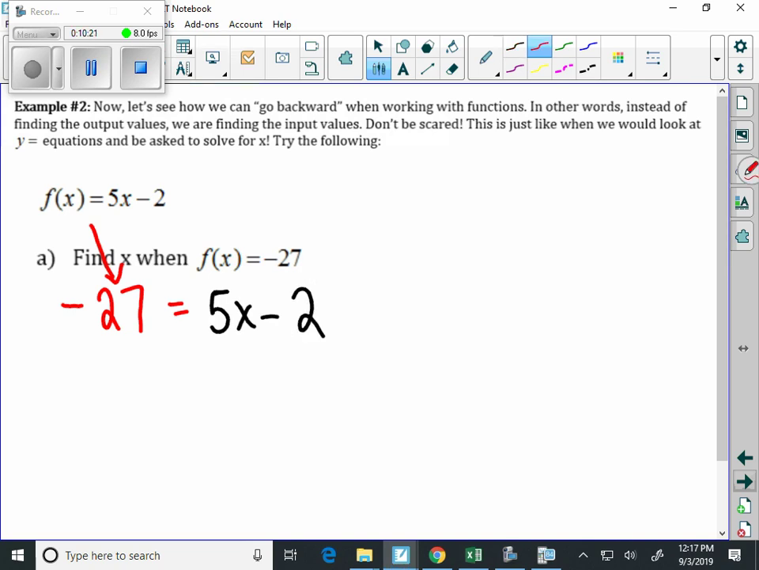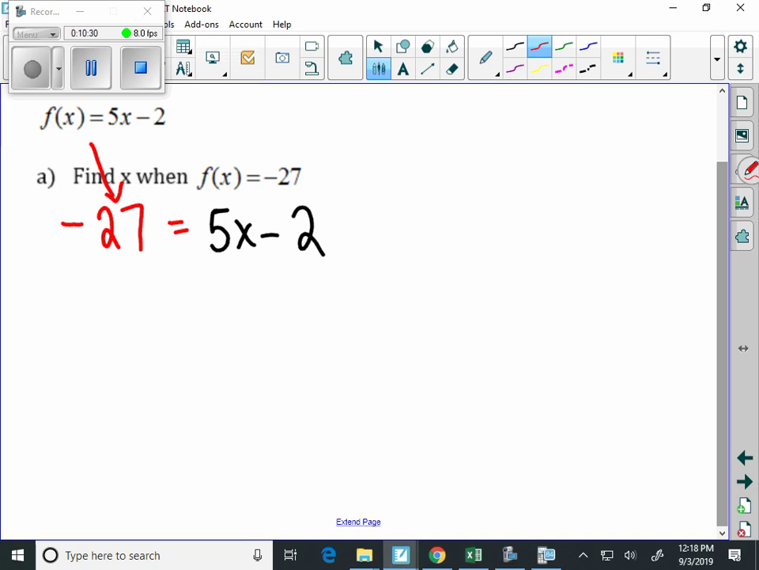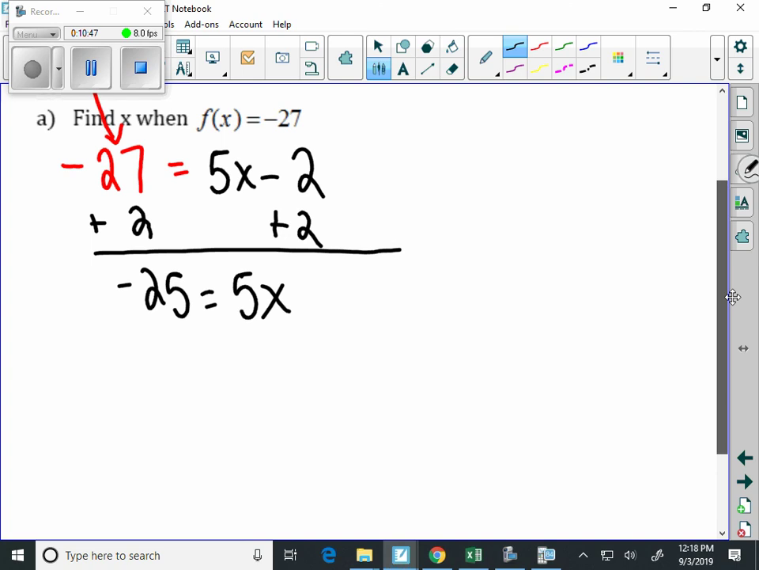Now, we knew the output. We want to solve and figure out what the input is. So we're going to solve our equation by adding 2 to both sides. And negative 27 plus 2 is negative 25. But we want to figure out what x is. It's 5 times x, so we have to undo that multiplication, and we're going to divide both sides by 5. And x equals negative 5.